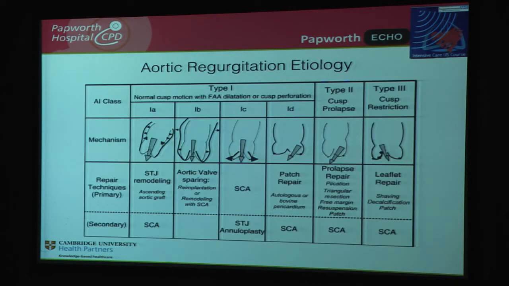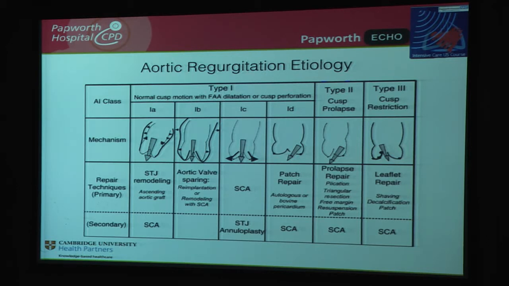Talking about aortic regurgitation's pathophysiology, so Carpentier gave us this wonderful classification of aortic valve regurgitation. So he divided it into 3 types. Type 1 is with normal aortic valve leaflets. Type 2 is with prolapsing aortic valve leaflets. Type 3 is with restricted aortic valve leaflets.